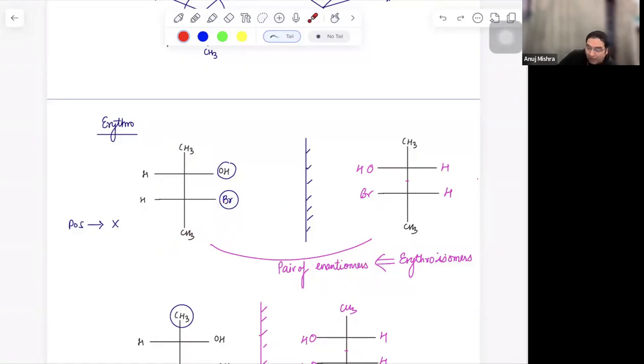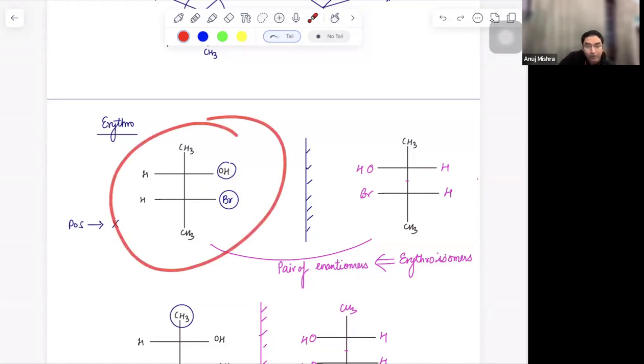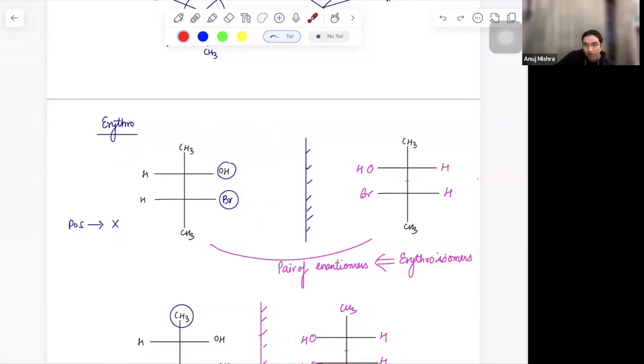So what will happen? Its mirror image, if you draw it, it will look like this. Is it having symmetry? No. Are they pair of enantiomers? Yes. So the pair of enantiomers which are drawn in this way, where it could have been meso if this group is same. Right? Can you understand this part? That is known as erythro. In simple words, erythro is one shot less than meso. If OH was here, it would be meso. If Br was here, it would also be meso. But it is OH and Br. Is it making sense?